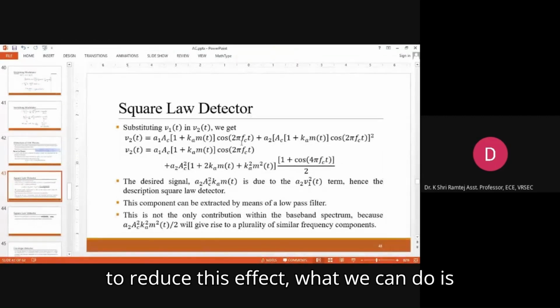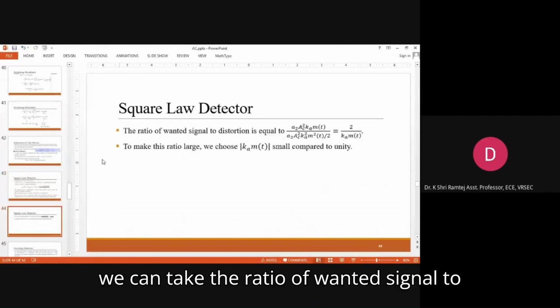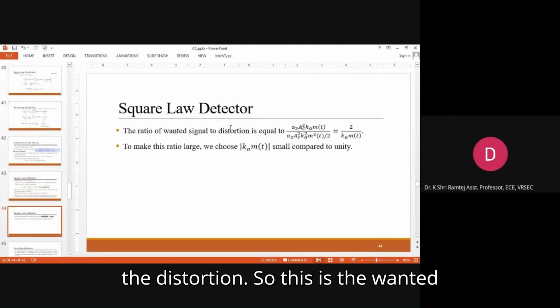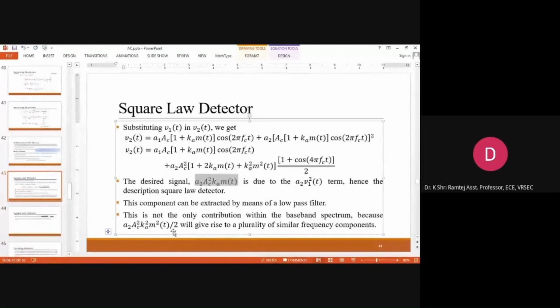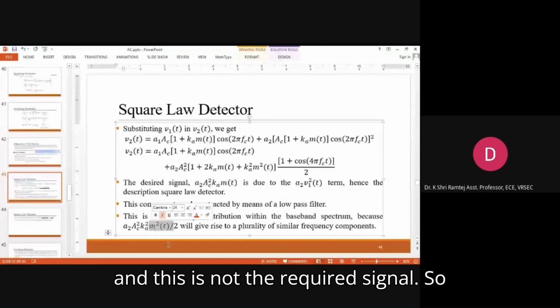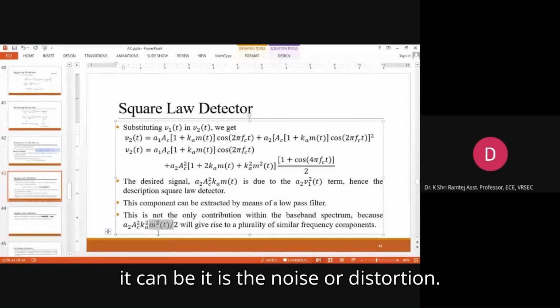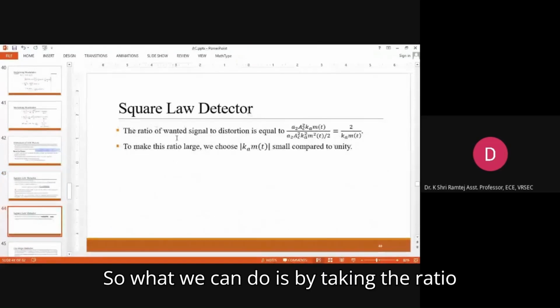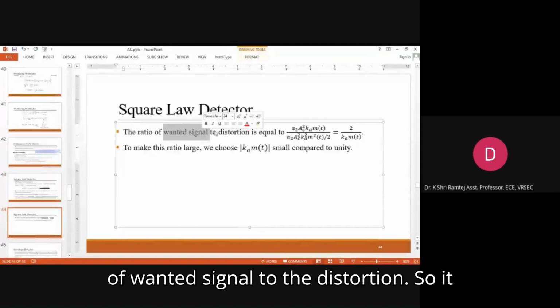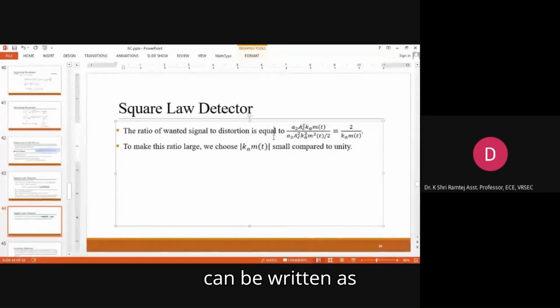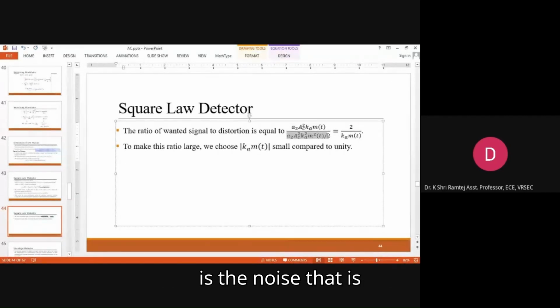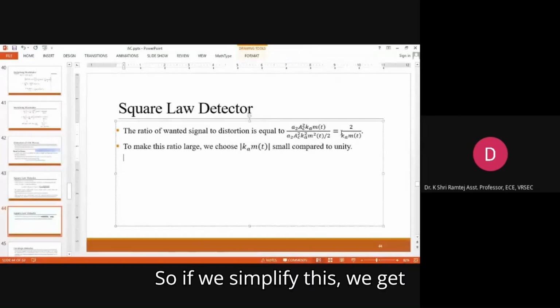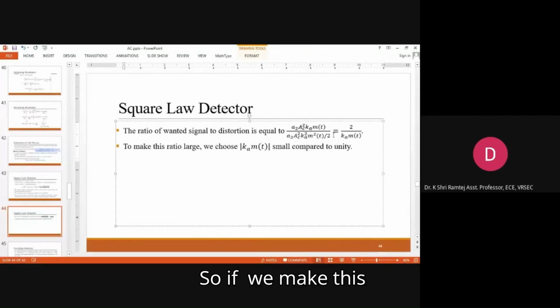In order to reduce this effect, we can take the ratio of wanted signal to the distortion. m of t is the wanted signal, and this m square t is not the required signal. So it is the noise or distortion. Taking the ratio of wanted signal to the distortion, it can be written as A2 AC square Ka m of t over the m square t term, where this is the required signal and this is the noise. If we simplify this, we get 2 by Ka m of t.